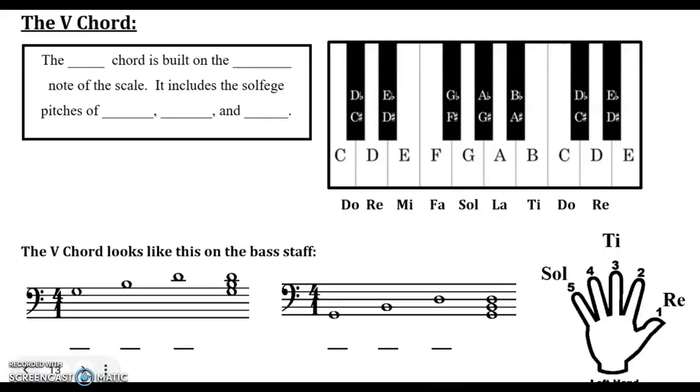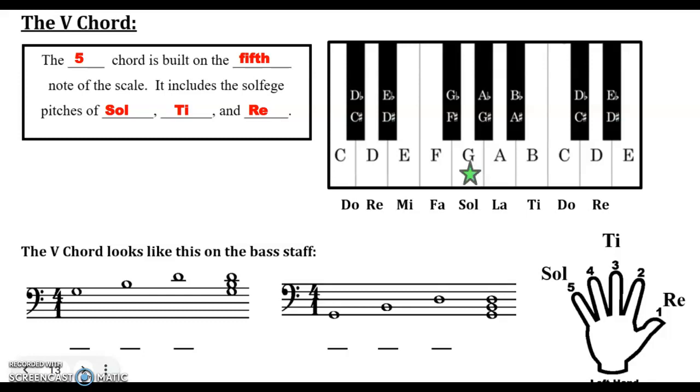Hopefully you said, well, the 5 chord is probably built on the 5th scale degree, and you'd be right. The 5 chord is built on the 5th note of the scale. It includes the solfege pitches of so, ti, and re. This is in your yellow packet, so you want to go ahead and pull that out if you didn't already. And write down, the 5 chord is built on the 5th note of the scale. It includes the solfege pitches of so, ti, and re.